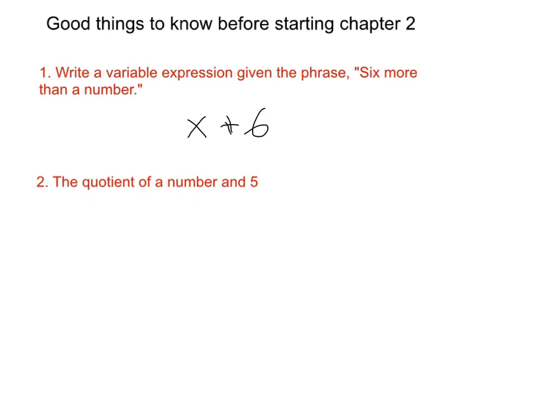Down here, the quotient of a number and 5. Well, we know that quotient means division, okay, or we can write it as a fraction bar. And what are we dividing? Well, the quotient of a number and 5. Well, a number comes first, so we're going to put that first. And what does a number mean? Well, we don't know. So that means it's a variable. We'll just use x. And then a number and 5. So the 5 goes on the other side. Again, you could write it like this, the quotient of a number and 5.